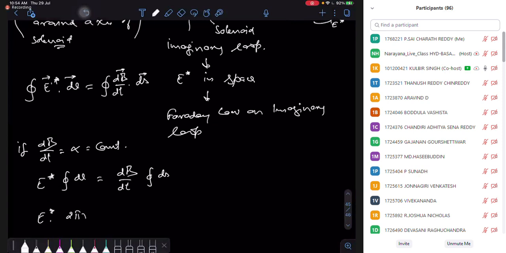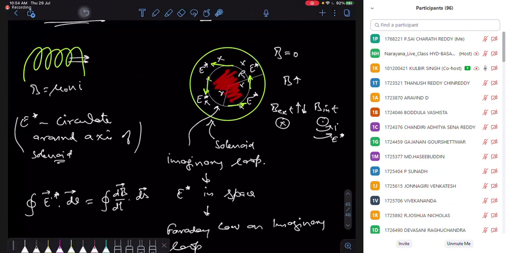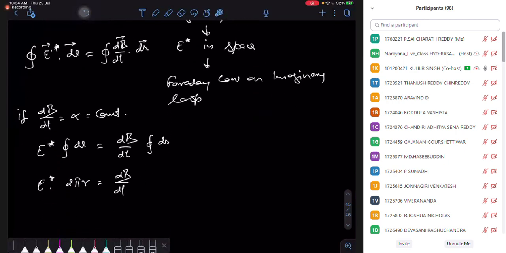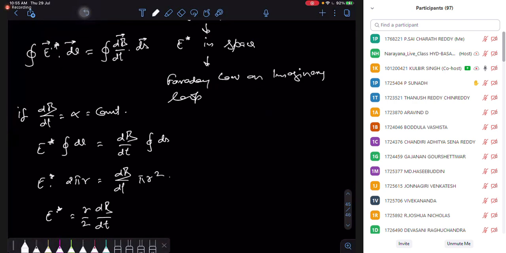So this side you have the length of the circle, 2 pi r. This side you are going to have an area. Which area is this? That is the area of the flux. So the flux area is pi r squared. Whatever flux is there on this loop, inside, we have to consider only that. So pi r squared. So I'm getting here the value of my E star, and this value of E star is dB by dt, how fast the magnetic field is changing. And one r cancels, one pi cancels. So it is r by 2.